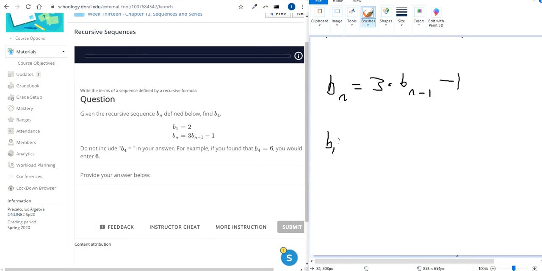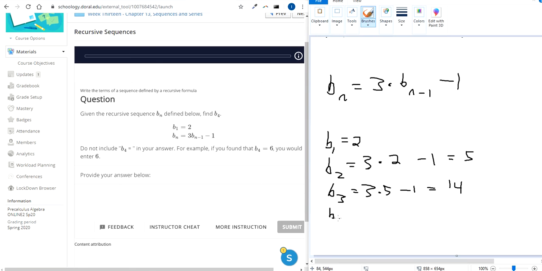So we're already given that b sub 1 is 2. b sub 2, the second term in the sequence, is found by taking 3 and multiplying it by the first term. So 6 minus 1 makes 5. b sub 3 means that we take that previous term and multiply it by 3 and then subtract 1. So we got 14 for b sub 3.